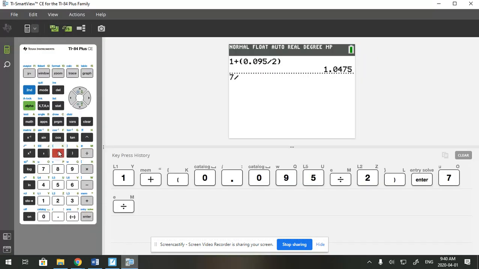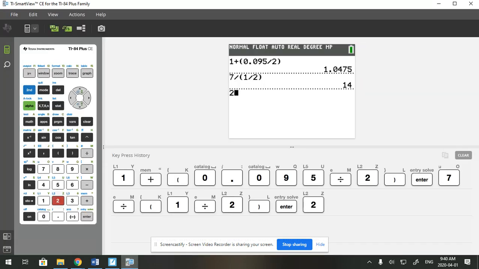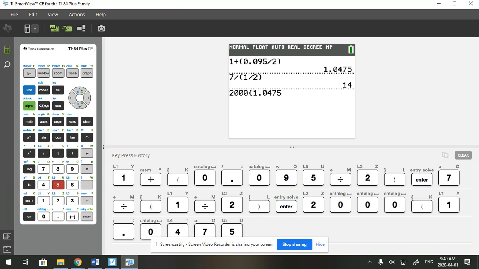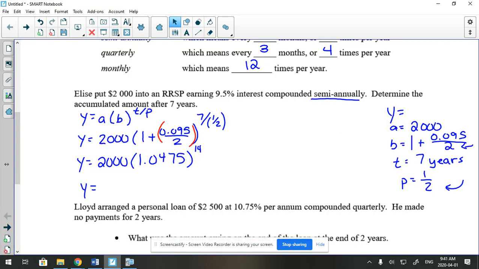So now we have 7 divided by a half, which is going to be 14. So this is raised to the exponent 14. Now you can type it into your calculator to figure out what your y value is. So we have 2,000 in brackets 1.0475. And before I close the brackets, I'm going to do my exponent now of 14. Okay, and you can see the total amount's going to be $3,829.89. So again, practice that on your calculator as you go. Pause my video if you like, and make sure you know how to put it in correctly.